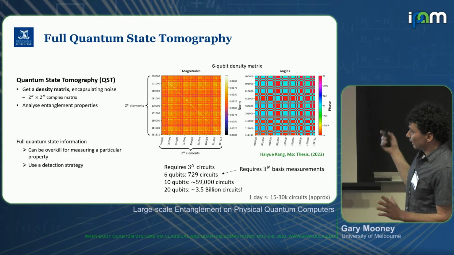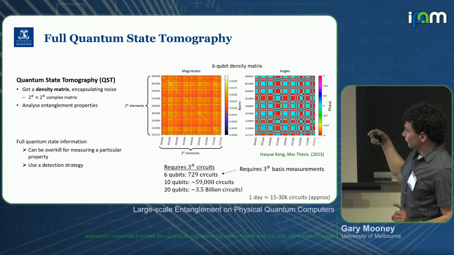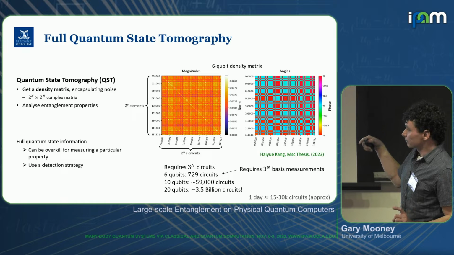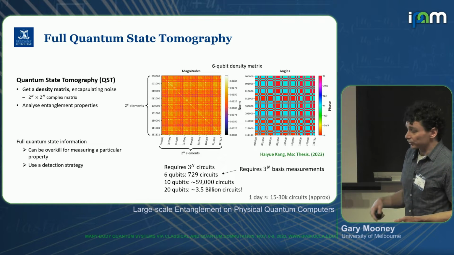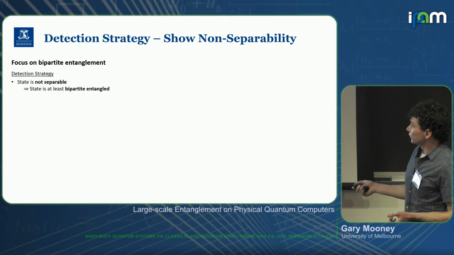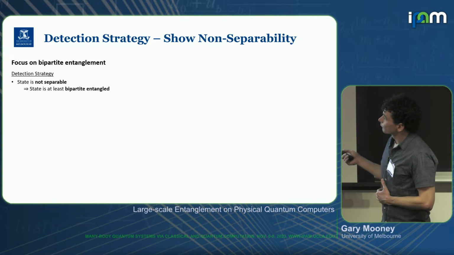So doing the whole quantum state tomography is a bit overkill, because you're getting all the information from the state, and we only want to detect a certain property. And so we're going to be using a detection strategy for that.